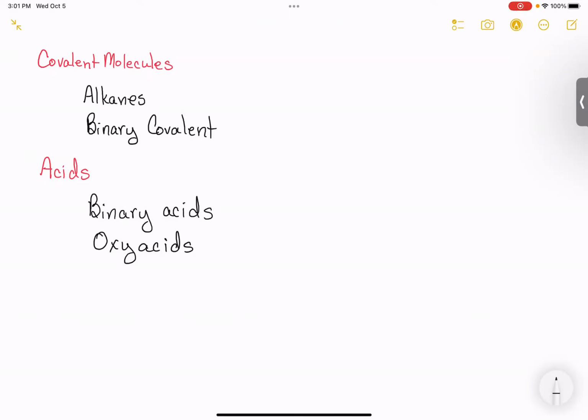To summarize where we are today with names and formulas. We started this process by learning how to name ions, whether they were ions of elements or polyatomic ions. And as we did so, we also discussed how to determine the formula for ions, whether they were elemental ions or polyatomic ions.